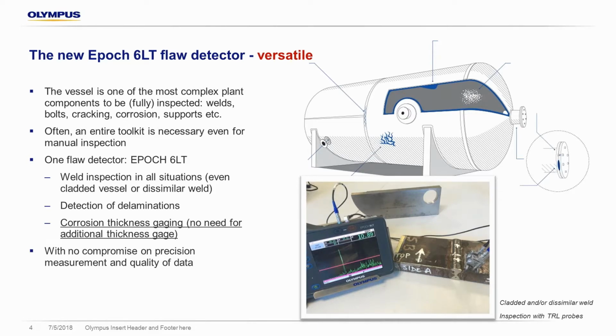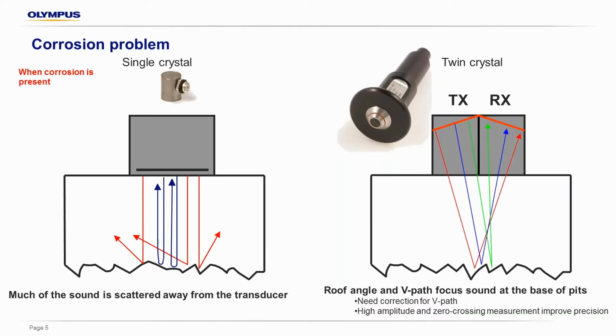Above this, you can also detect laminations on the main body of the vessel. You can also do corrosion thickness gauging. With the latest release of a new software option, there is no need for additional thickness gauges. You would have a thickness gauge incorporated into the Epoch 6LT, and you will have no compromise on the precision of measurement and the quality of data. We will see this a little bit later. Now, let's start with the problematics of measuring wall thickness when corrosion is present.